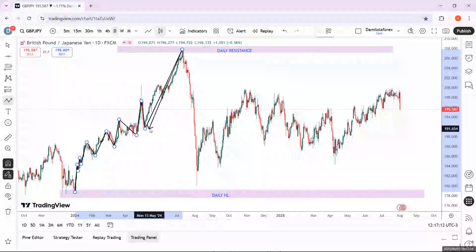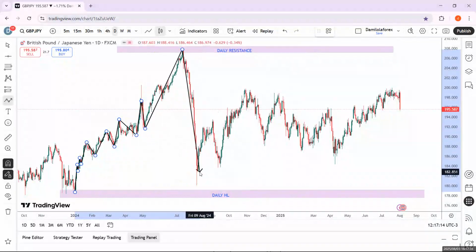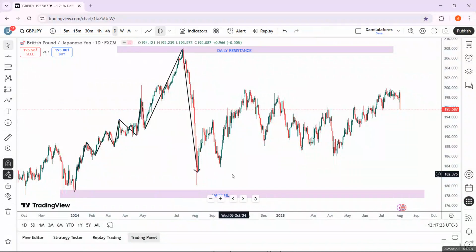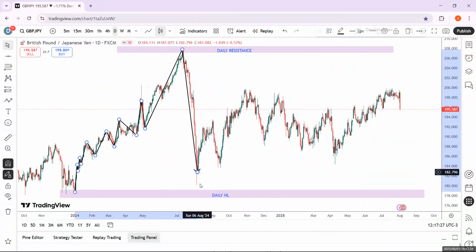Then there was a change of character here. The last higher low got broken. Then prices ended this change of character, ended this sell movement, which is a retracement, at another higher low level right here. So prices formed this new higher low right here, allowing us to know that yes, the daily higher low has not been taken out and it's still very significant. So this new higher low has been formed here.